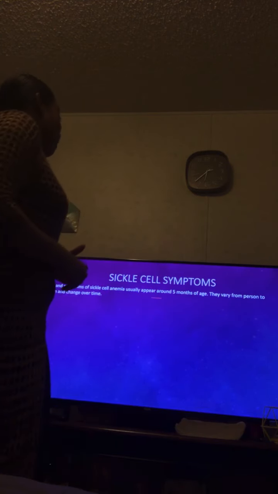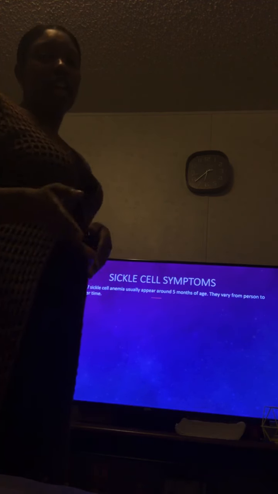Let's talk about some of the sickle cell symptoms. It says signs and symptoms of sickle cell anemia usually appear around 5 months of age. So as an infant, that's when you can have sickle cell. It starts around that age. Normally it does. It says these vary from person to person and they also change over time. So let's take a look at some of the sickle cell symptoms.